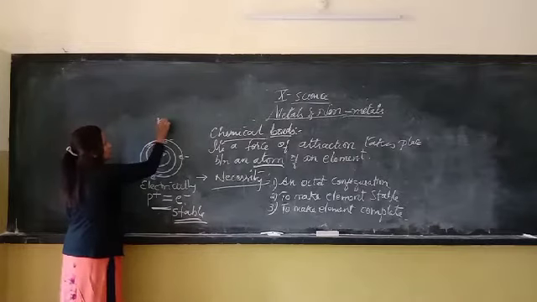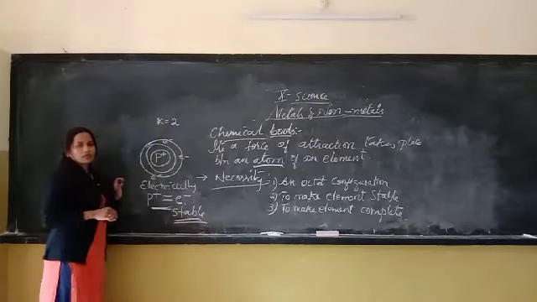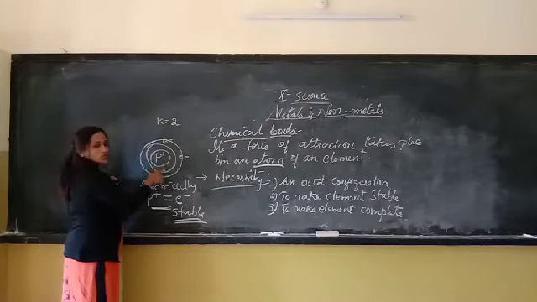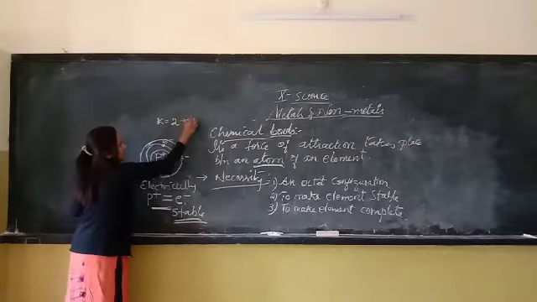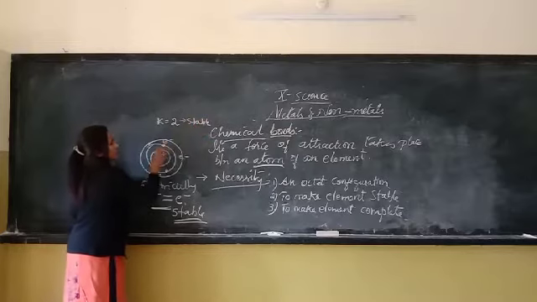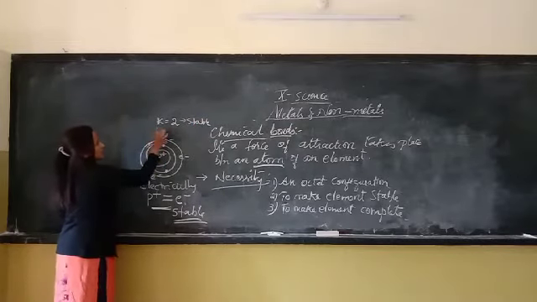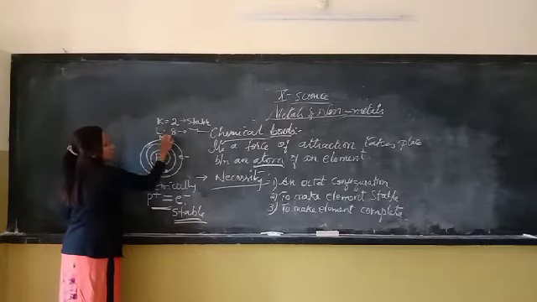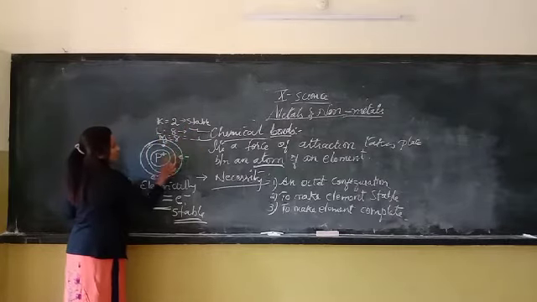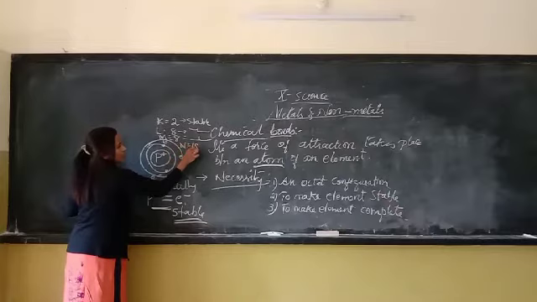So K shell must have 2 electrons. First shell, which is near to the nucleus. If K has 2 electrons, then that shell is stable. L shell must have 8 electrons, it gets stable. M shell must have 8 electrons, it gets stable. N shell must have 18 electrons, it gets stable.